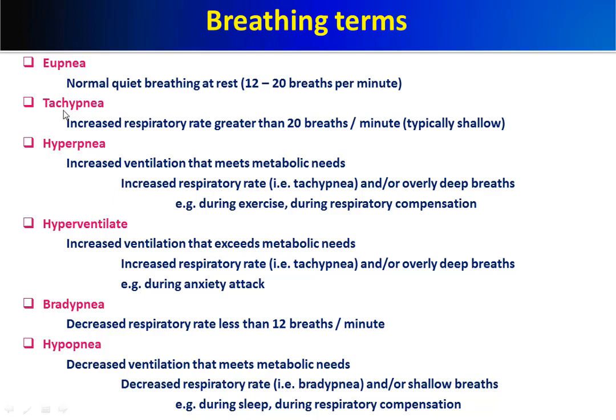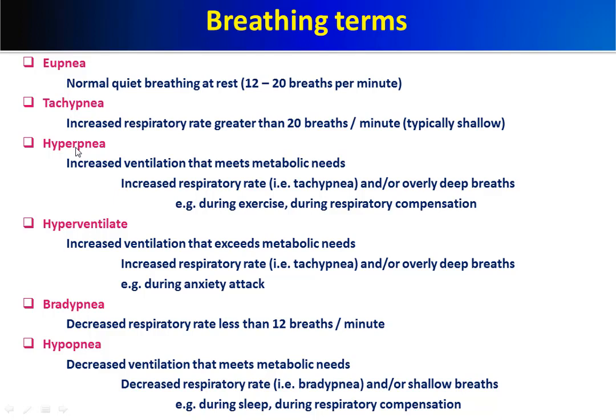Tachypnea: tachy means fast, so tachypnea means an increased respiratory rate greater than 20 breathing cycles in 1 minute, and in tachypnea breathing is typically shallow.